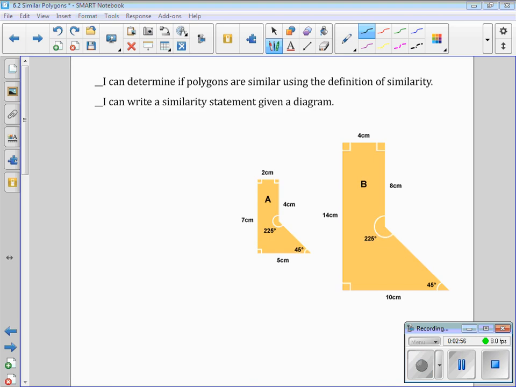So let's put this in a more formal way. It says I can determine if polygons are similar using the definition of similarity. That means I have to show all the angles are matched up and all the sides create ratios that are proportional. And I can write a similarity statement given a diagram. I'm going to give the letters to these figures real quick, the corners. Go ahead and copy down that figure.